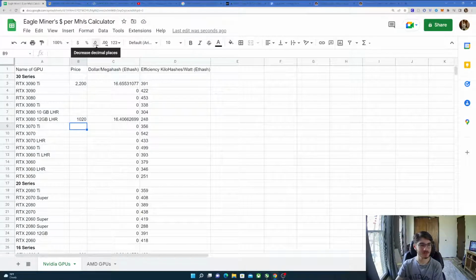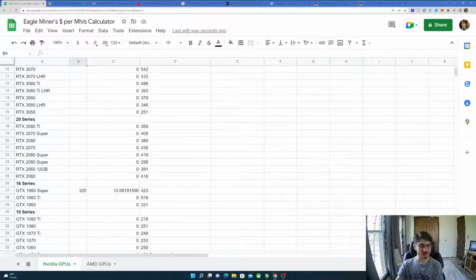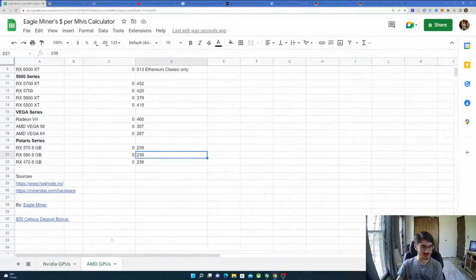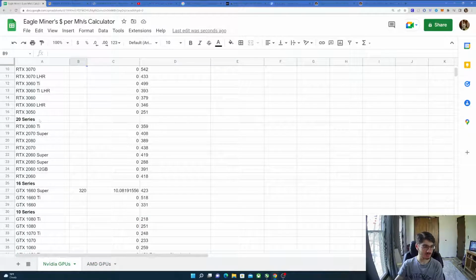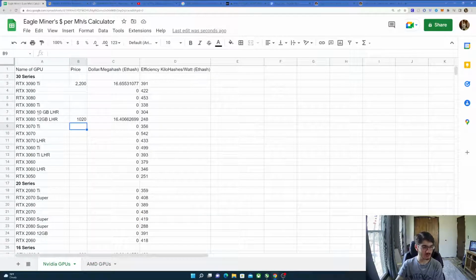Now, the other thing to keep in mind is that there are also AMD GPUs that you can look at. So we have the 6000 series, 5000 series, Vega series, Polaris series. Make sure you realize that when you're buying, for example, 3080s, make sure you have the right 10 gigabyte version, because there are 10 gigabyte versions and 12 gigabyte versions. Those are going to have different profitabilities depending on which one you're going to be buying.